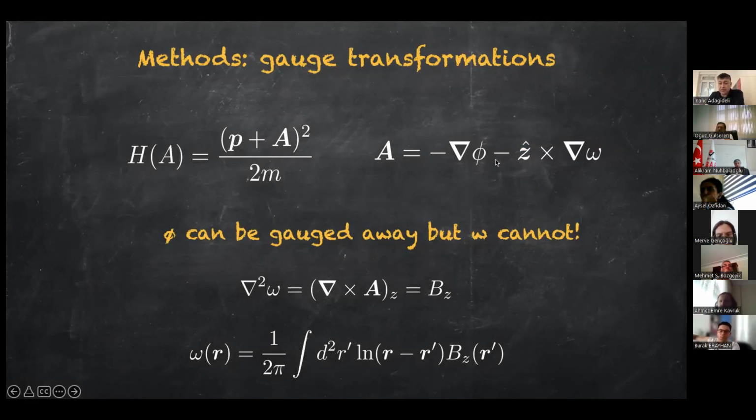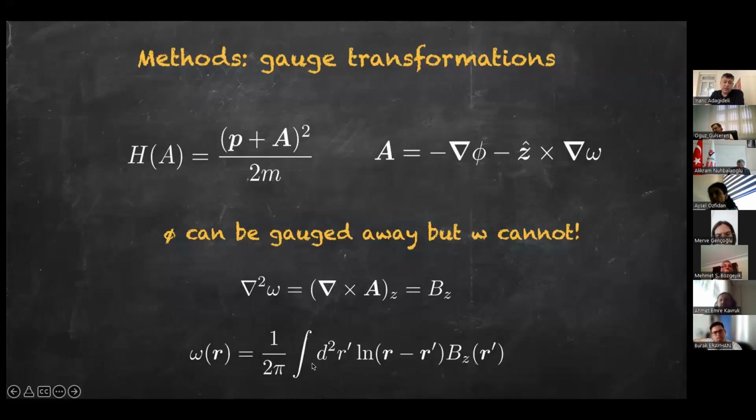Now, if you had another term that, instead of being a gradient del phi, has a curl of something else, so basically z cross del of another function omega, then you can get rid of phi, but you couldn't get rid of omega. This function would have a curl, del cross A, which is the part you cannot gauge away. That is the field strength, the magnetic field Bz, given by del squared omega.